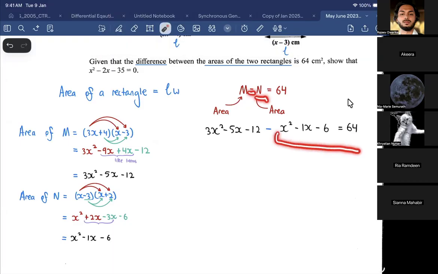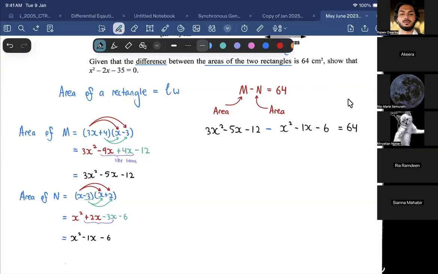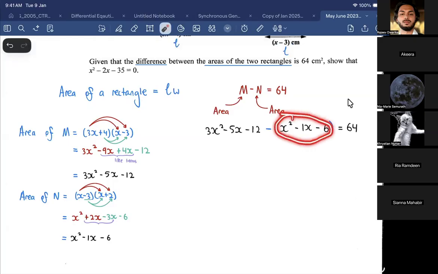What does this whole thing represent? The area of n, sir. The area of n. So you know what we need to do? We need to put that in brackets. That whole thing represents the area of n, so you need to put our whole thing in brackets. It's negative n, so this whole thing is n. So it's negative this whole thing, because our whole thing represents n.